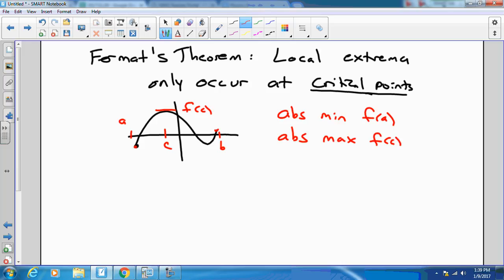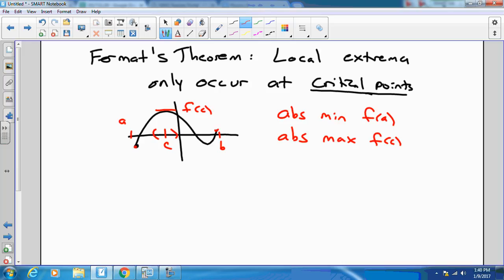And I think we can also agree from the graph that f of c is the absolute max. Now, if we take a look at f of a, let's look at f of c first. If you take a look at f of c, you can see it's the absolute max, but you can also see that it's a local max. And it's a local max because it is found in the interior of the interval a to b.